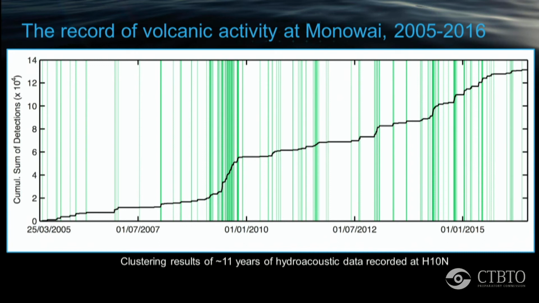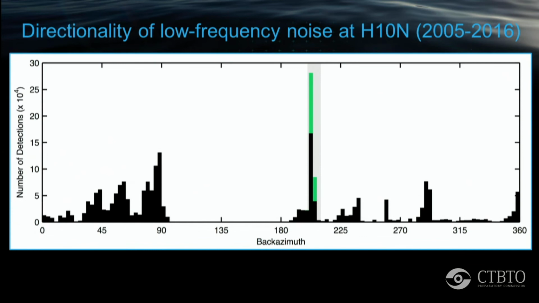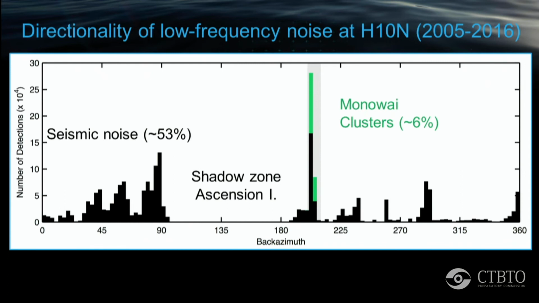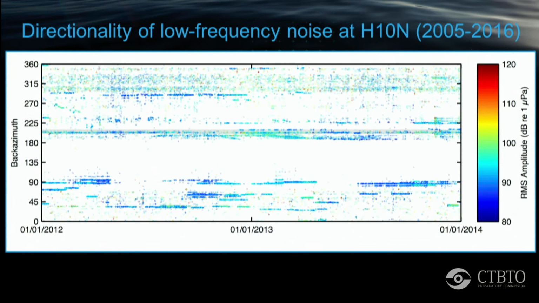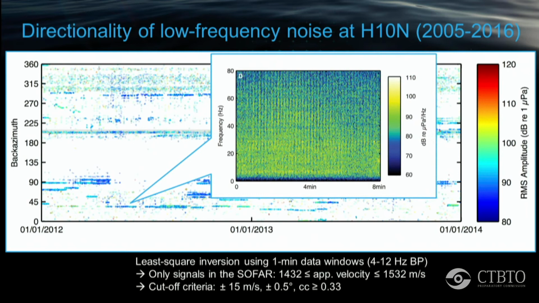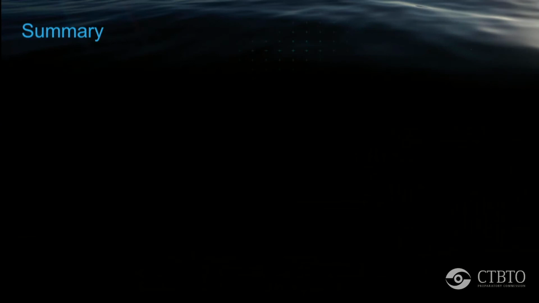And now if we take all of the events that we detected at that station, we can see that Monowai makes up about 6% of those 1 minute windows, if we look at the whole 0 to 360 degree range, whereas half of the data is actually seismic noise coming from the western margin of Africa. If you wonder why, you can see it here. So a lot of commercial seismic surveying, all of these points down here, they essentially look like this. So there's not really a single day of this two-year record here, 2012, 2013, that doesn't have seismic recordings in it. So I'm running out of time, so I'm going to summarize here.